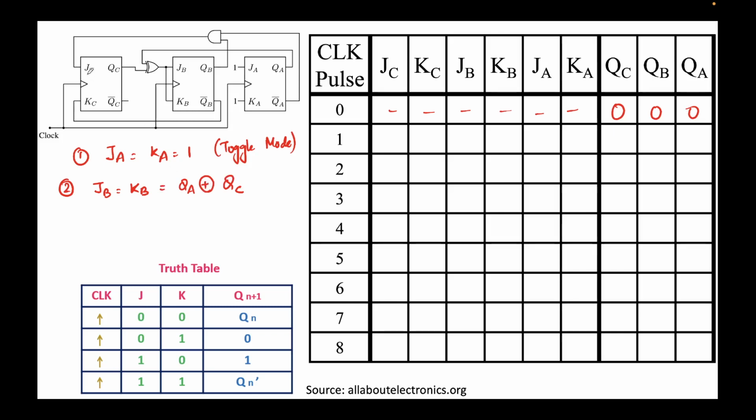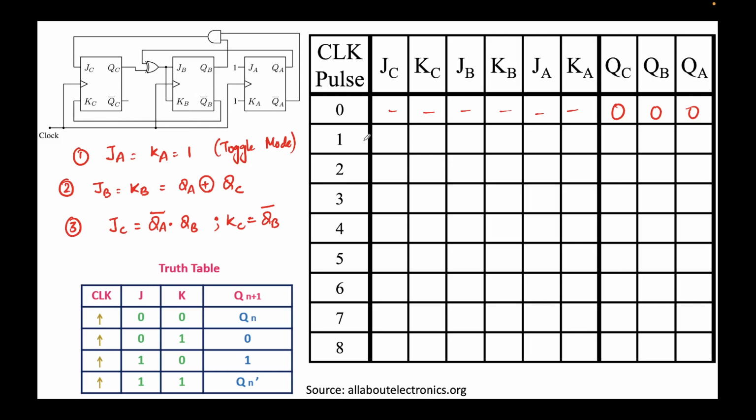Finally, let's talk about JC. JC is the output of an AND gate of QA bar and QB. This is JC. What is KC? KC is nothing but QB bar.